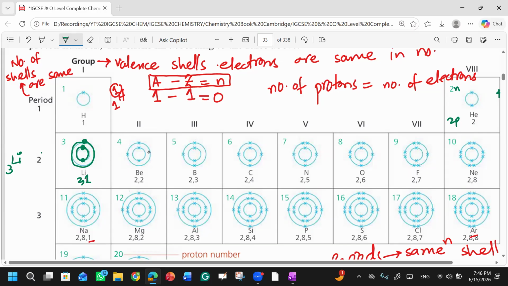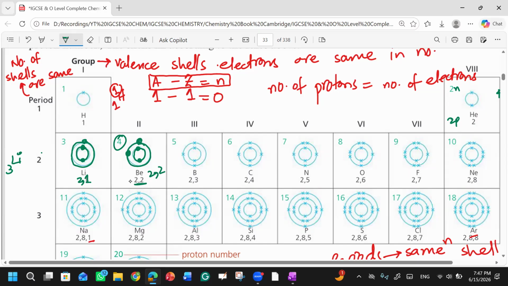Okay, in beryllium there are 4 electrons. How are these electrons arranged? Firstly, in the first shell, how many electrons can be there? Two. So there are a total of 4 electrons in the beryllium. Definitely, the rest of the 2 electrons will be in the second shell. So how will we write it? 2 comma 2. Clear?